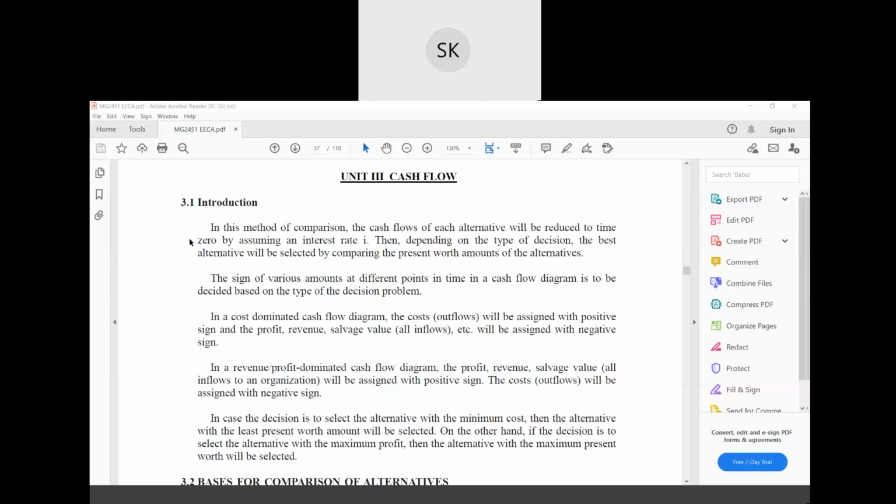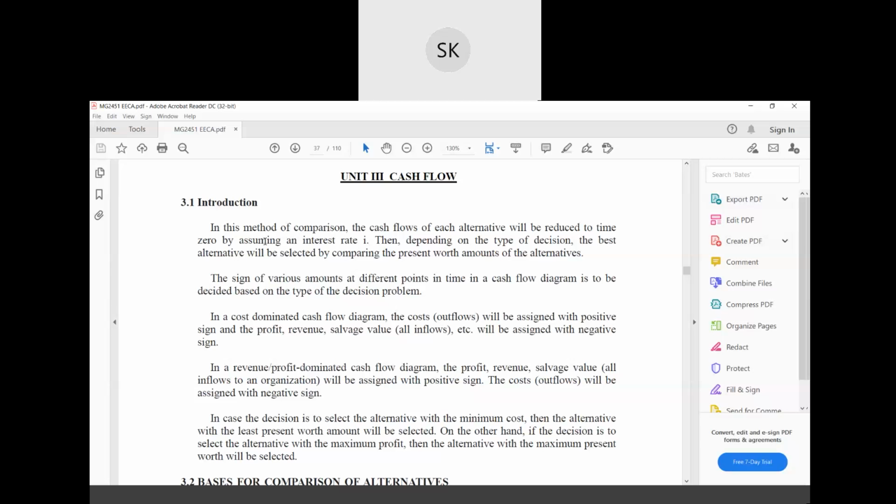Then depending on the type of decision, the best alternative will be selected by comparing the present worth amounts of the alternatives. So you take out the cost of the alternatives, and you find the best alternative for your product. Okay. Now the sign of various amounts at different points in time in a cash flow diagram is to be decided based on the type of the decision problem.